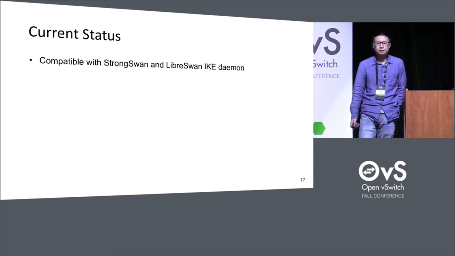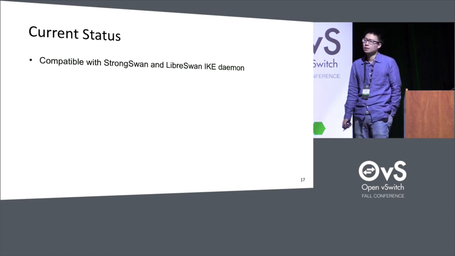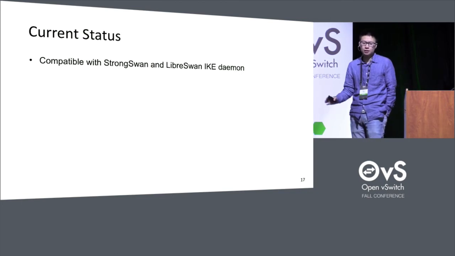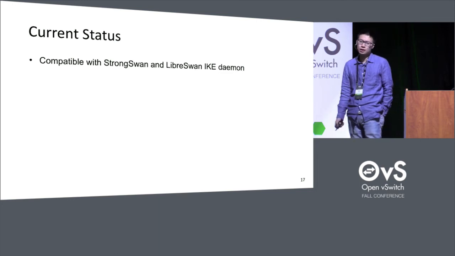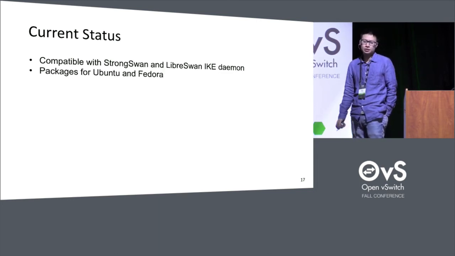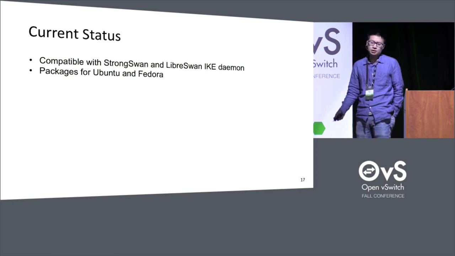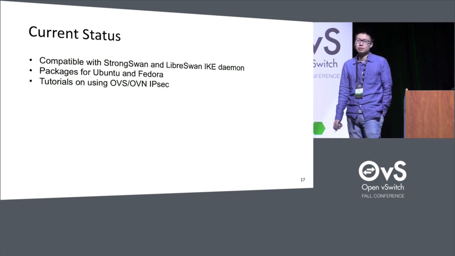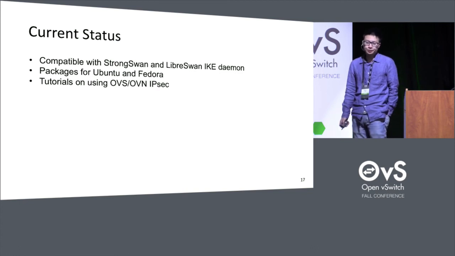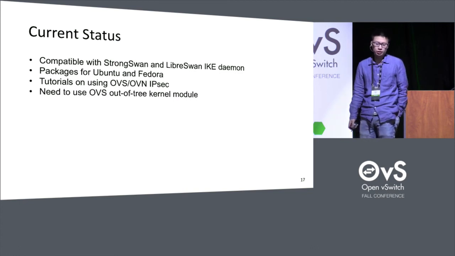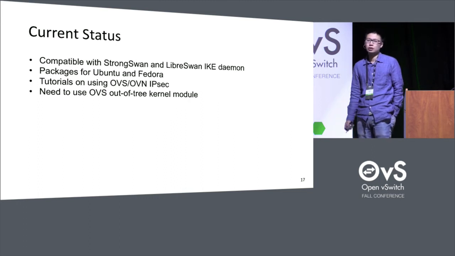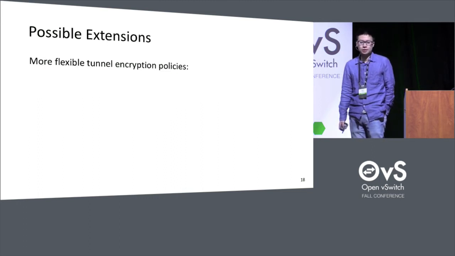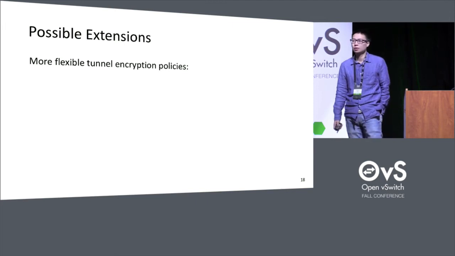So here is the current status of OVS-IPSEC. The IPSEC daemon is compatible with both StrongSwan and LibreSwan IKE daemons, and there are packages for Ubuntu and Fedora, so you can just install that package in your system. I also wrote some tutorials on how to use OVS and OVN IPSEC. In order to use it, you need to use the OVS out-of-tree kernel module. And there are some possible extensions for this work.